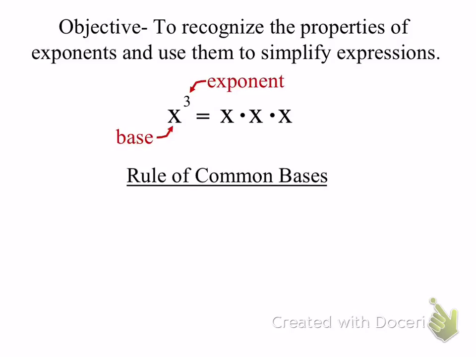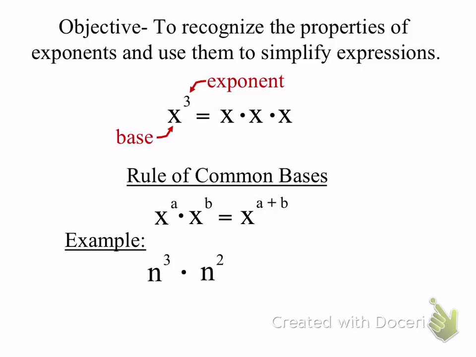Okay? When we have like bases, there are special exponent rules that apply. The first one is how to multiply with a common base. When we are multiplying terms with a common base, the rule is to add the exponents. So for instance, if I were to expand this out, n to the third times n squared, this would mean n times n times n, and n squared would be times n times n. And if we count the quantity of n's, we end up with n to the 5th power.